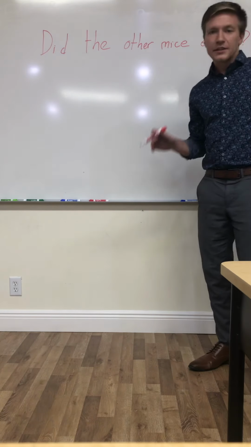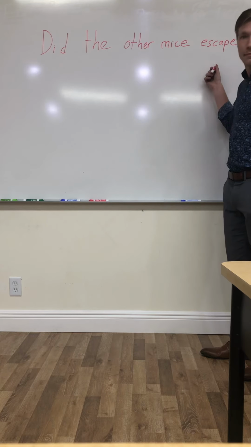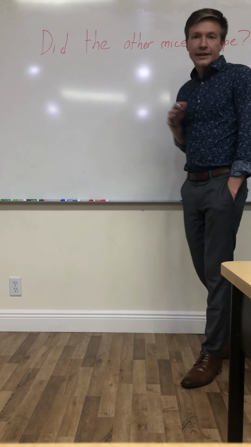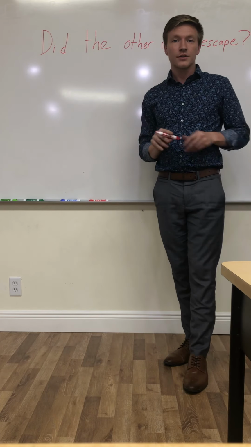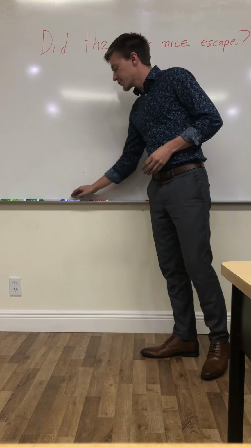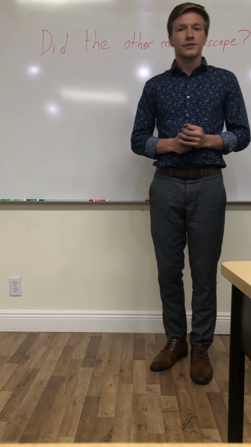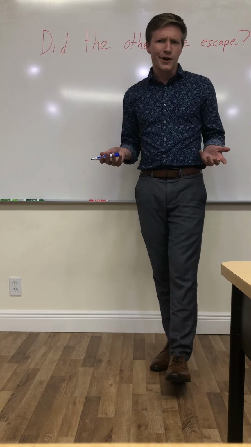Number 10 on page 28 is this sentence. Did the other mice escape? Now, when we're diagramming sentences, we always have to ask ourselves a couple of questions. The first one is, the two parts that I need in every sentence are called my principal elements, a subject and a predicate. So I should ask myself, where are those?